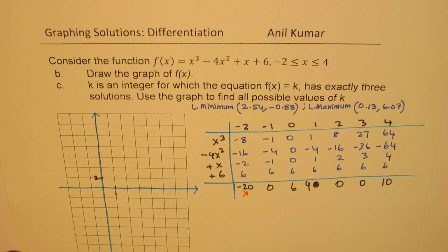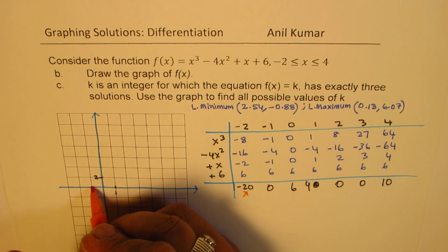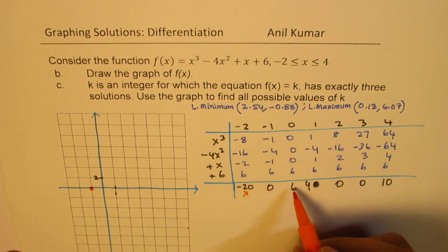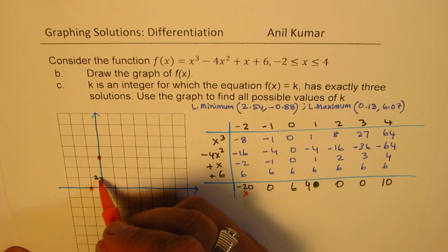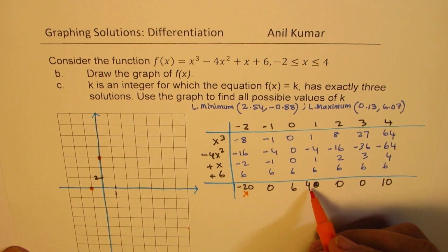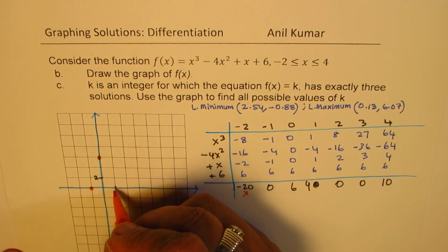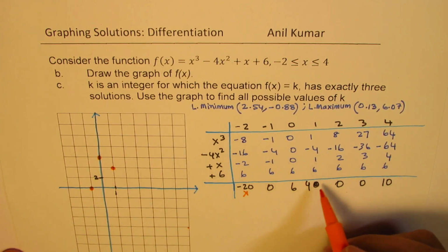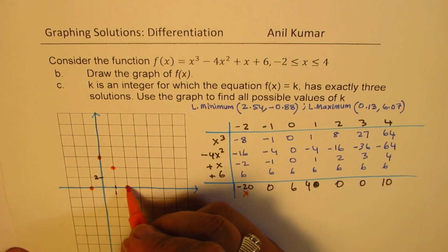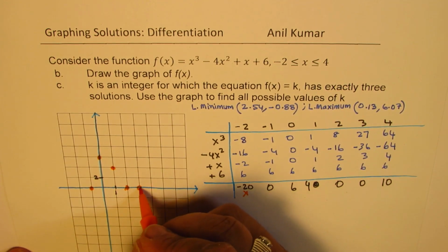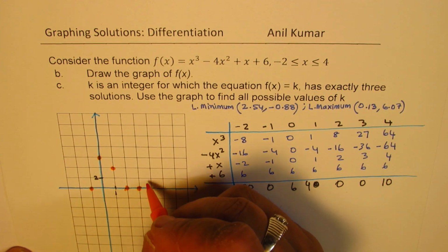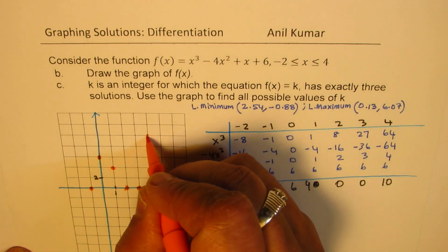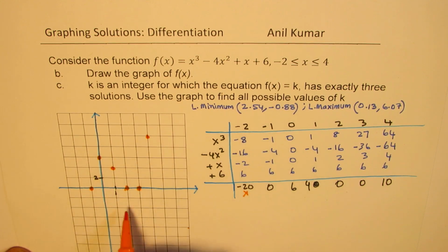Is that clear to you? So at minus 1, we have 0. At 0, we have 6. 2, 4, 6. And then we have 4 at 1. At 2, we have a 0. At 3, again, we have a 0. And then at 4, we have 10. So at 4, we have 2, 4, 6, 8, 10. So that is the graph.